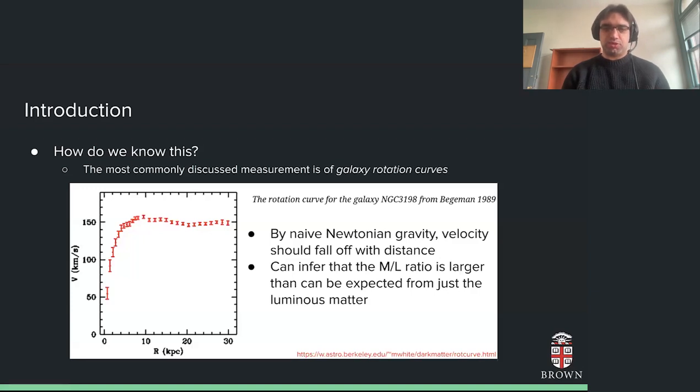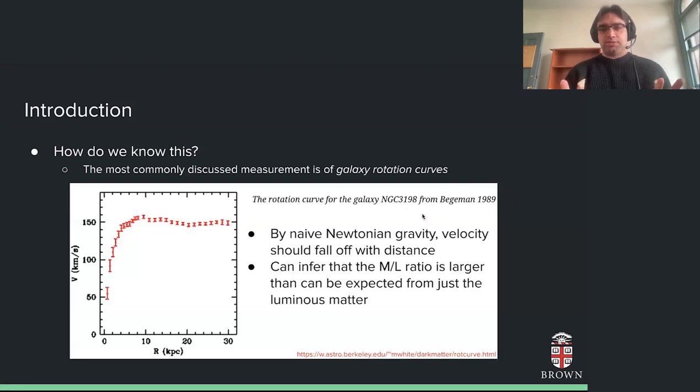I make that sound simple, but there are a lot of technical details that go into the measurements. But the velocity does not fall off with distance. So from these galaxy rotation curves, we can infer that there is more mass in the galaxy than the luminous matter would indicate. This is a specific curve from the galaxy NGC 3198, taken from this measurement here.